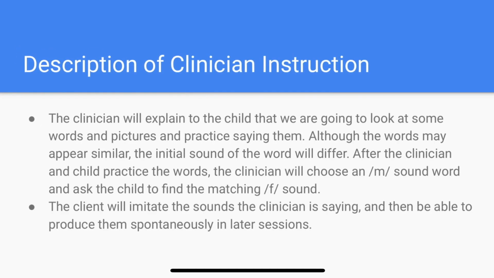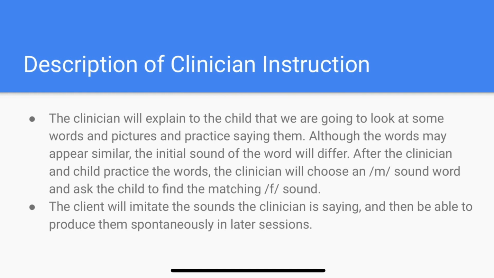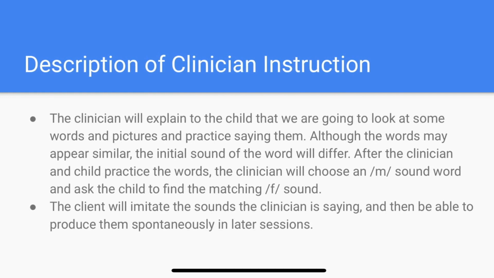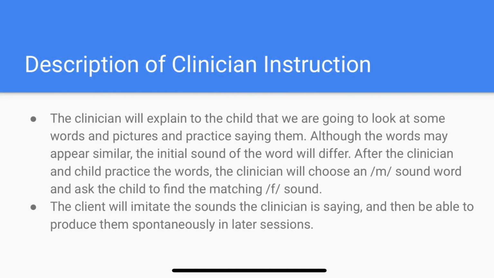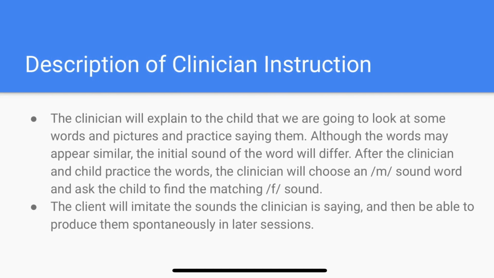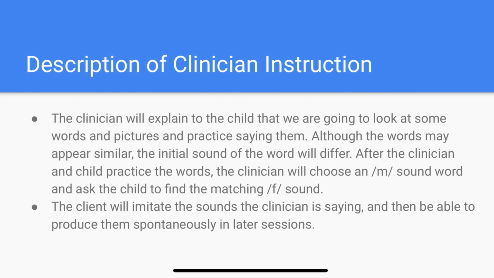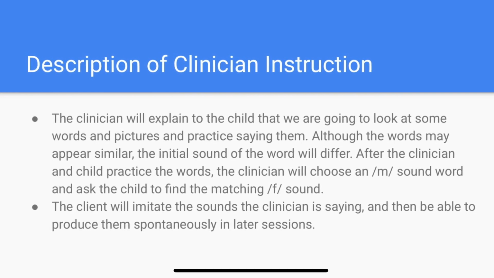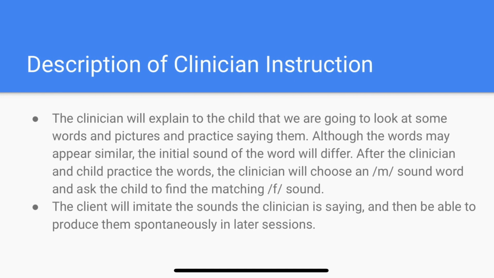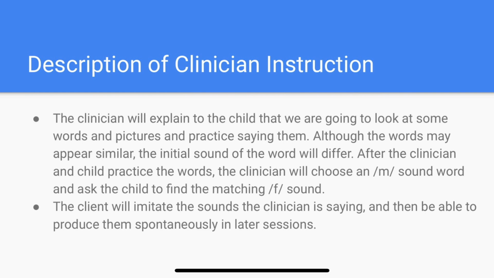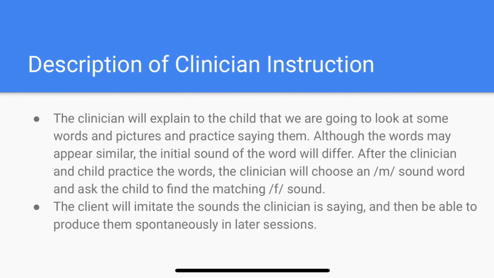Description of clinician instruction. The clinician will explain to the child that we are going to look at some words and pictures and practice saying them. Although the words may appear similar, the initial sound of the word will differ. After the clinician and child practice the words, the clinician will choose an M sound word and ask the child to find the matching F sound word. The client will imitate the sounds the clinician is saying and then be able to produce them spontaneously in the later sessions.